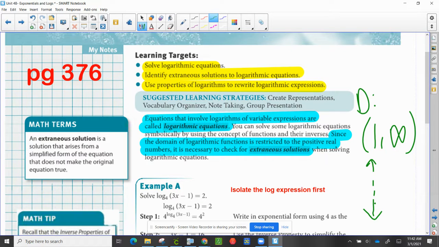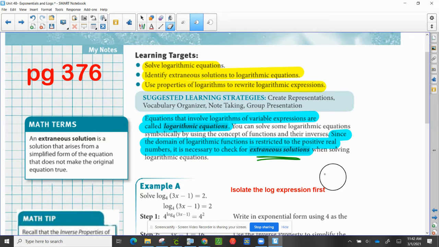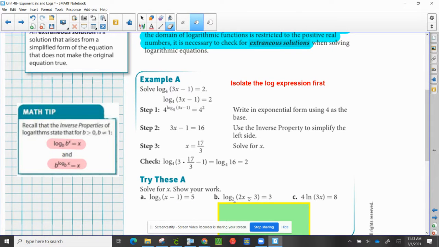Okay? So because of that, we have what's called extraneous solutions. So we'll try to get to some examples where we see that. But let's just talk about first how to solve these exponential equations, or I'm sorry, these log equations. So what we're going to do is we're always going to start by isolating our log expression first. Now this one didn't have anything around the log expression, so we didn't have to worry about it. But in a couple of the examples down here, we will see that.